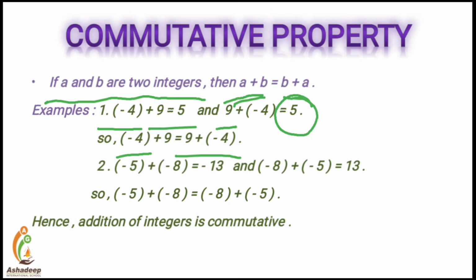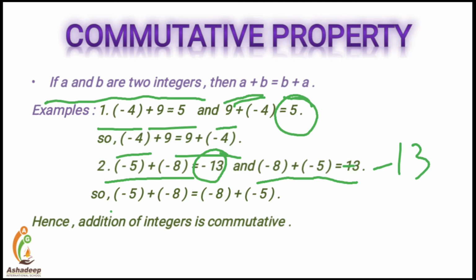Let's take another example. Here I took both negative integers, minus 5 and minus 8. So minus minus becomes plus, but the sign will still remain minus because 8 is bigger number and it is having minus sign. So the answer will also have minus sign. And what happened if we change the order of the number? So here I wrote minus 8 plus minus 5. So it will be also minus 13. Okay. So I forgot to put a minus sign here. Clear?